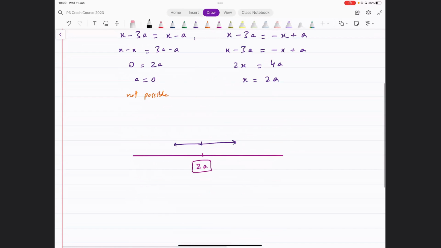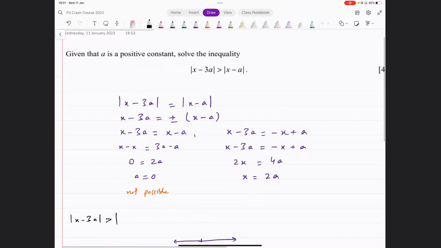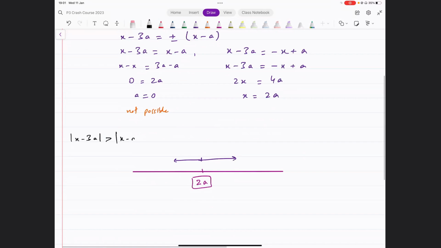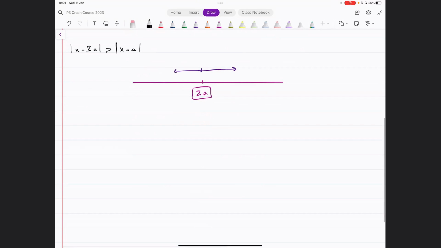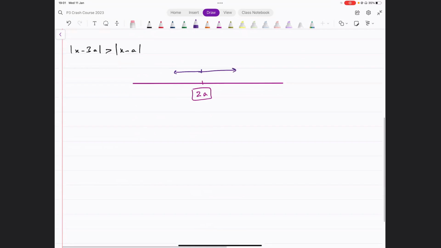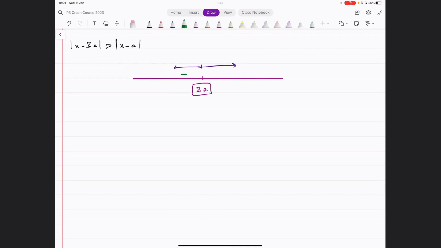What is the inequality? The inequality is modulus of x minus 3a greater than modulus of x minus a. This is what the inequality is. Now, let's take 1 point to the left of it and 1 point to the right of it. What could we take? What smaller number than 2a can we take? Could I just take 1 here? Will that work?